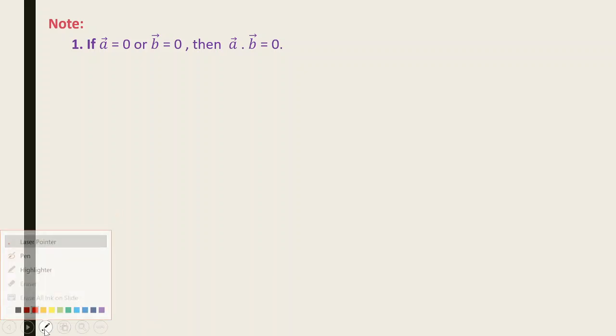So the first one is, suppose vector A or vector B, any one of those vectors is 0. Imagine either A or B is 0. Then what will be the scalar product of those two vectors? No doubt, the scalar product will be 0. If any one vector is equal to 0, then its dot product will be equal to 0.